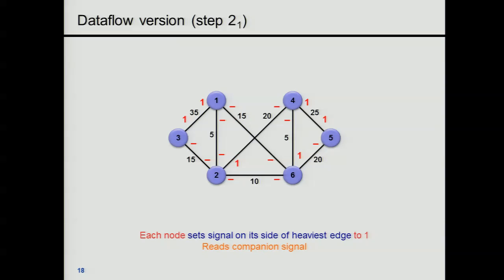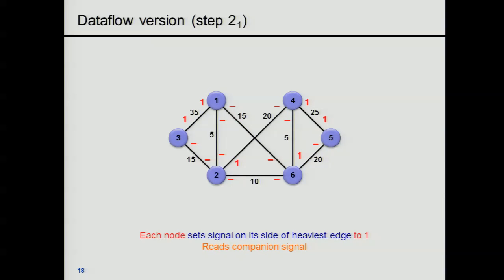Okay. Meanwhile, 2 here has chosen its heaviest edge, which is this edge to 4. It's 20, right? That's more than 10, 5, or 15. So it's filled this bit with a 1 and has now tried to read this bit, but this bit's still empty, so it's just going to sit there and wait. Okay, and 6 has done the same thing. It's filled the bit on this edge with 5 to 1, and is sitting here waiting for 5 to fill this bit.